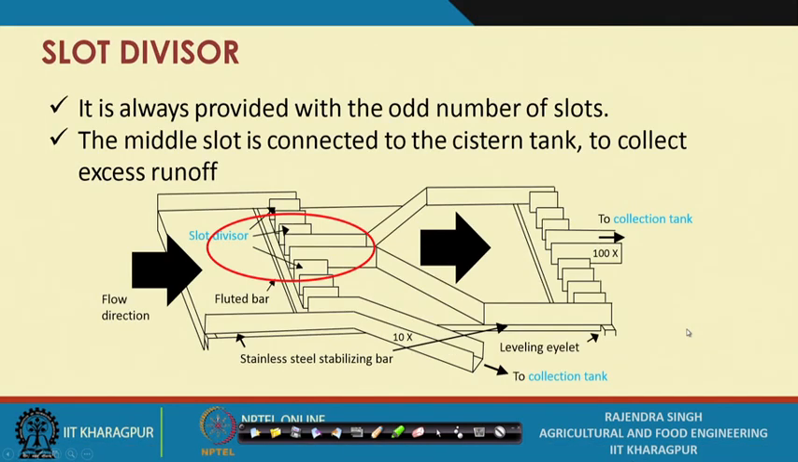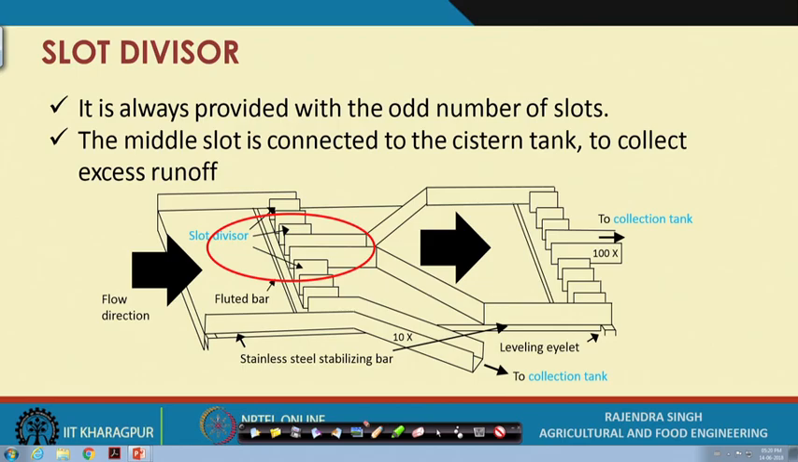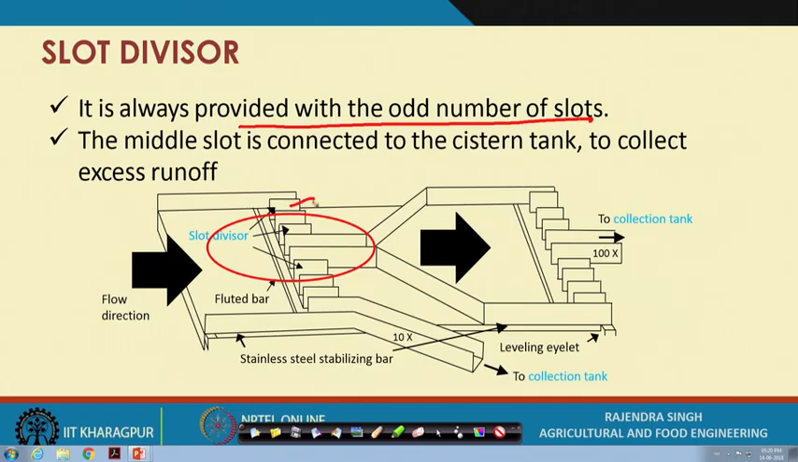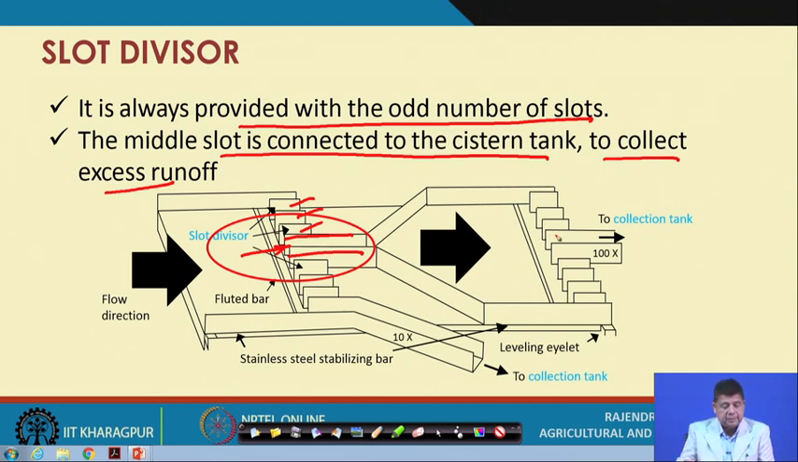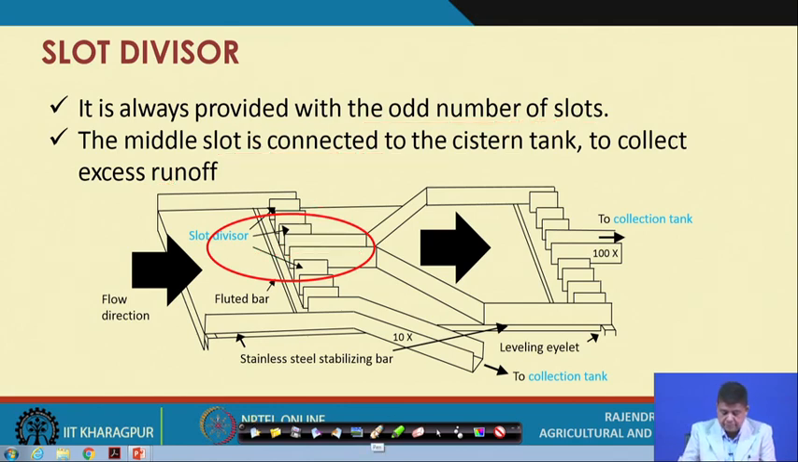The details of the slot divisor are given here. It is always provided with an odd number of slots. These are the slots as you can see here. The slots are always provided in odd numbers, and the middle slot is connected to the cistern tank to collect the excess runoff. As we saw previously, it is always the middle slot which is used for collection of the water or sediment laden water.